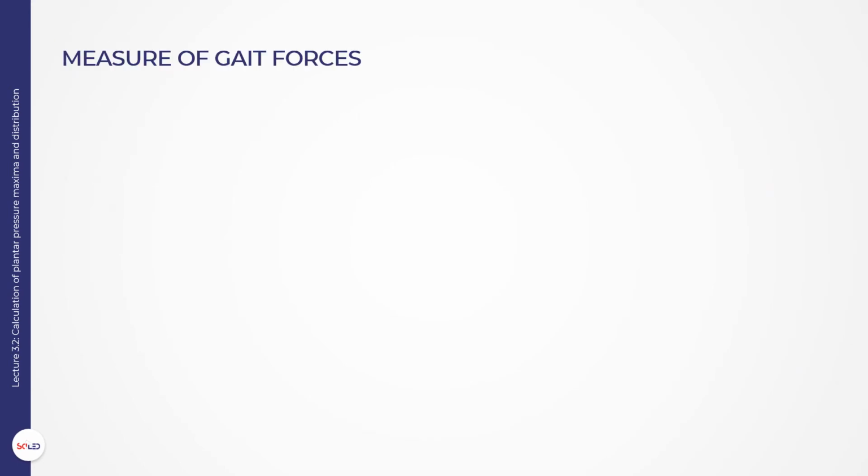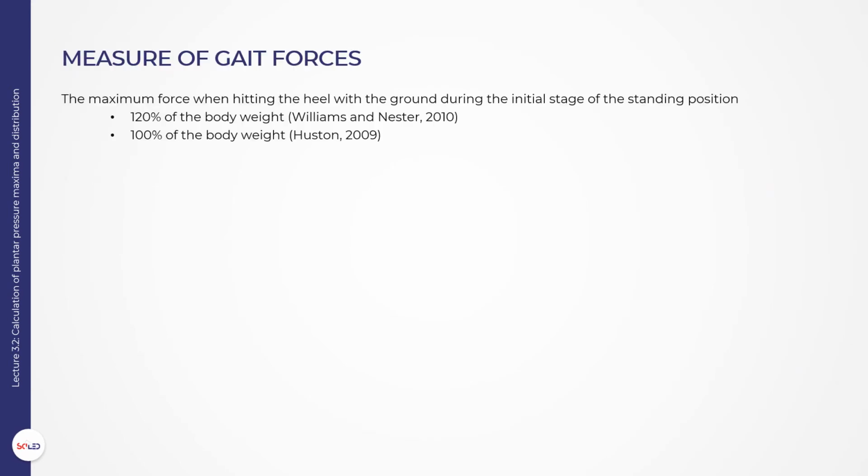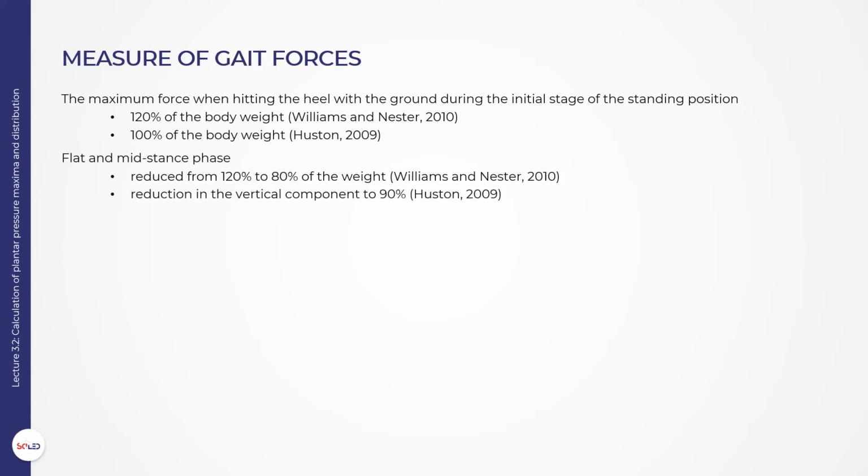Measure of gait forces. The maximum force when hitting the heel with the ground during the initial stage of the standing position is typically between 100% to 120% of the body weight, according to Houston and Williams and Nestor, respectively. With total contact of the plantar area on the ground in flat and mid-stance phase, the load is distributed throughout the plantar area up to the toes. The reaction force from the ground is reduced from 120% to 80% of the weight according to Williams and Nestor, while Houston reports a reduction in the vertical component to 90%.